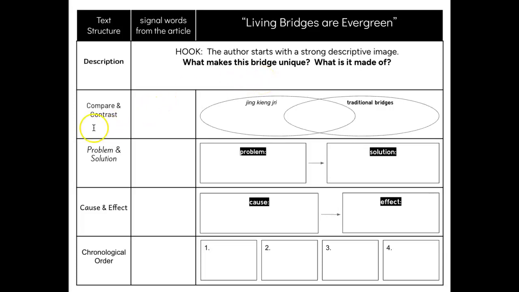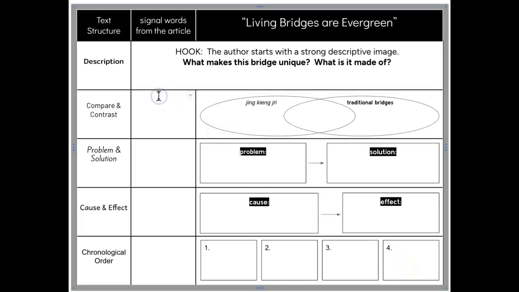Then you're going to look at a compare and contrast. It's going to compare their bridge with a traditional bridge. What do they have different and what do they have in common? They're going to talk about a problem that exists with these bridges and why these bridges were made and how they solved it. A cause and effect relationship. And again, there are many, many different cause and effect relationships that you could find. You're just looking for one thing and how it impacted something else. And then you're going to look for 4 different events in chronological order.